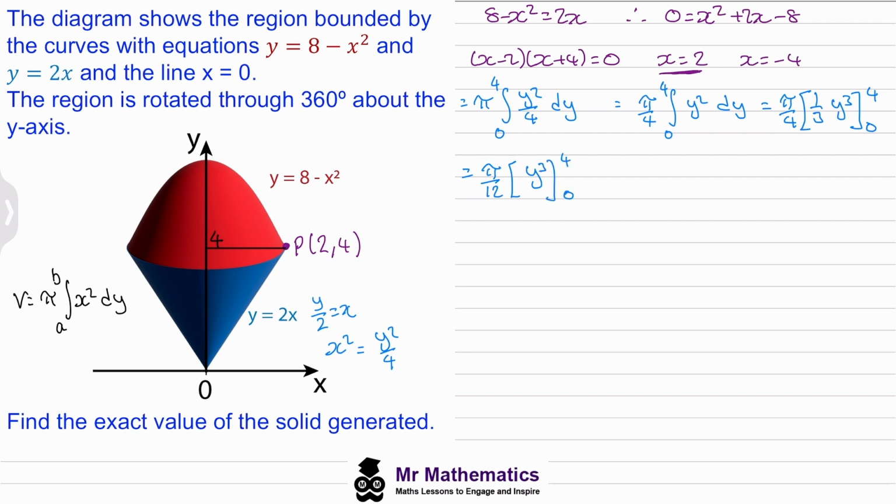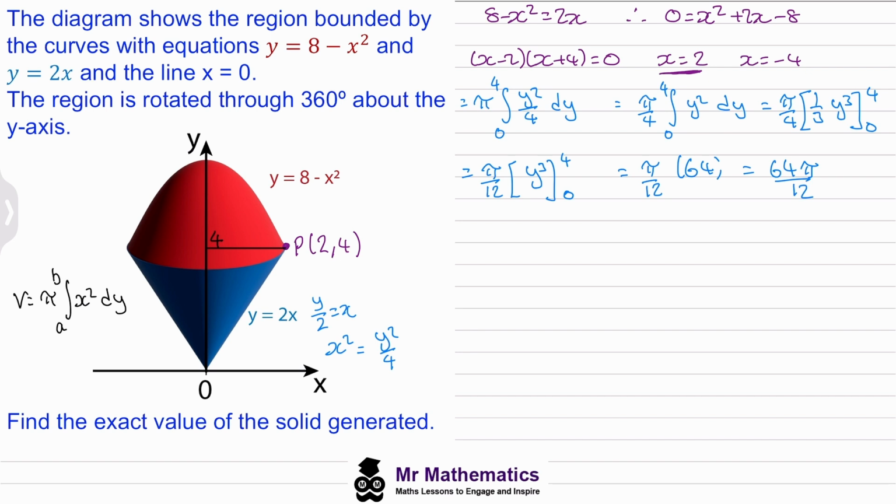We can substitute in our limits. So we get pi over 12 times 4 cubed, which is 64. When we substitute in 0, we get 0. So this will be 64 lots of pi over 12. We can simplify that as 64 pi over 12. So this is the volume of this blue cone.